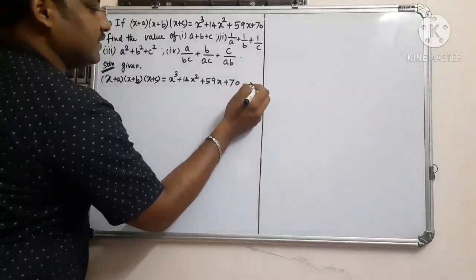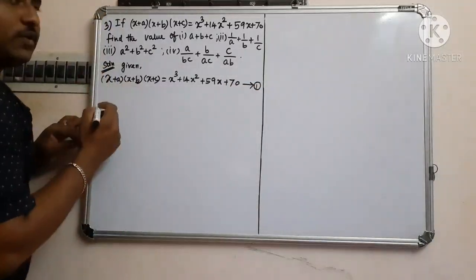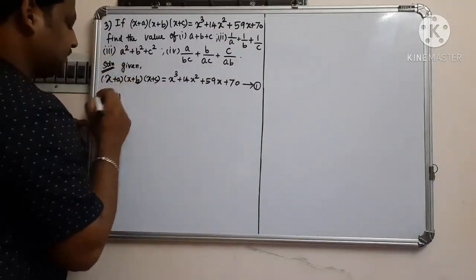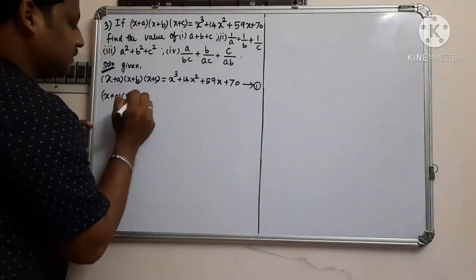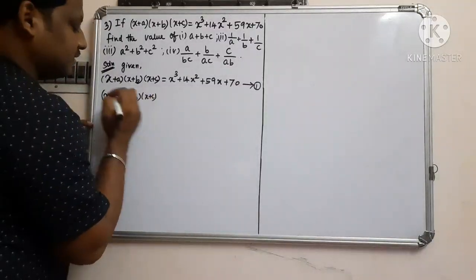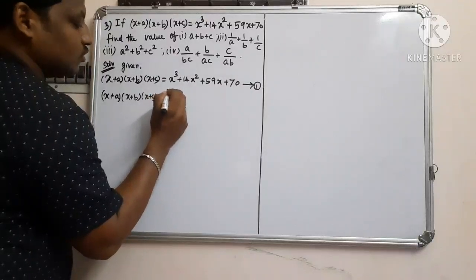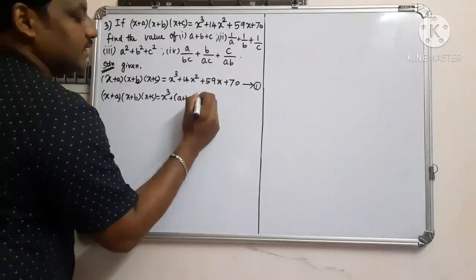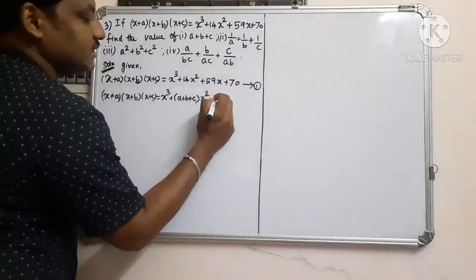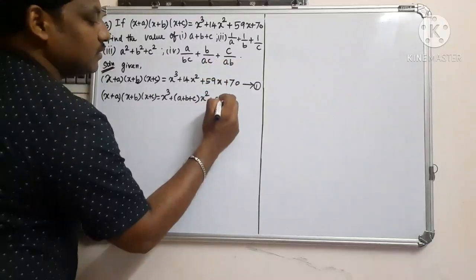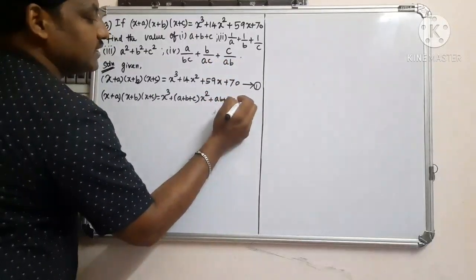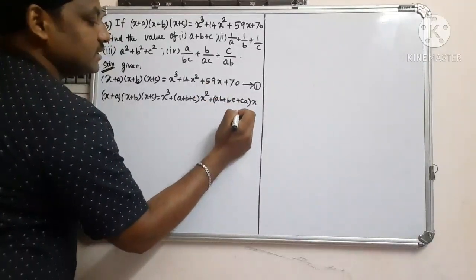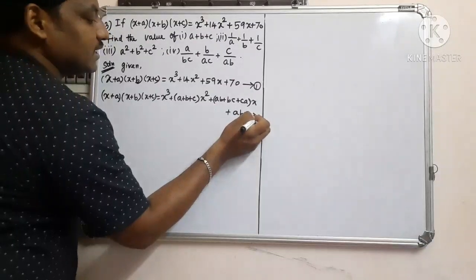So this is taken as equation 1. And then we know the formula (x + a)(x + b)(x + c) is equal to x cube plus (a + b + c) into x square plus (ab + bc + ca) into x plus abc. So this is taken as equation 2.